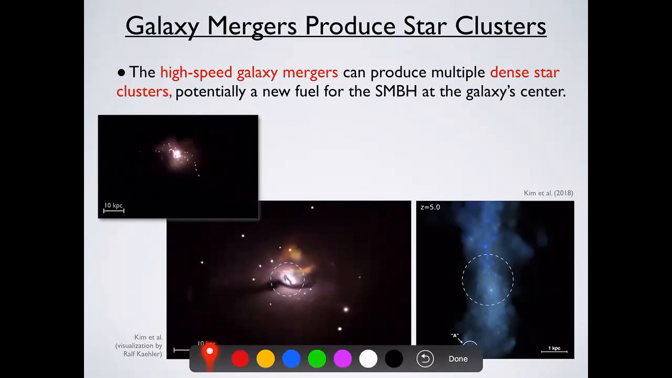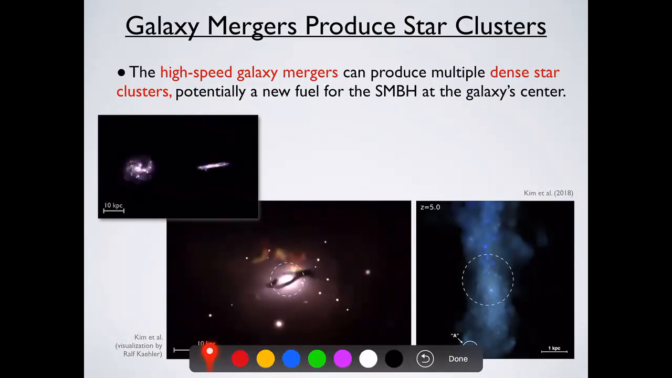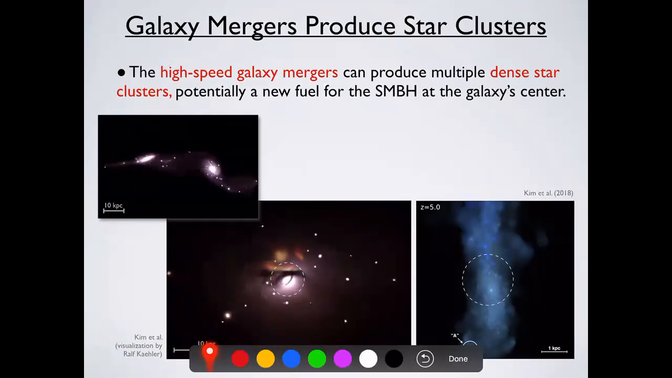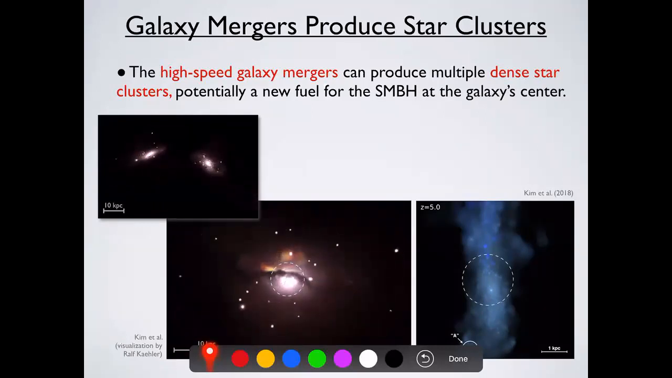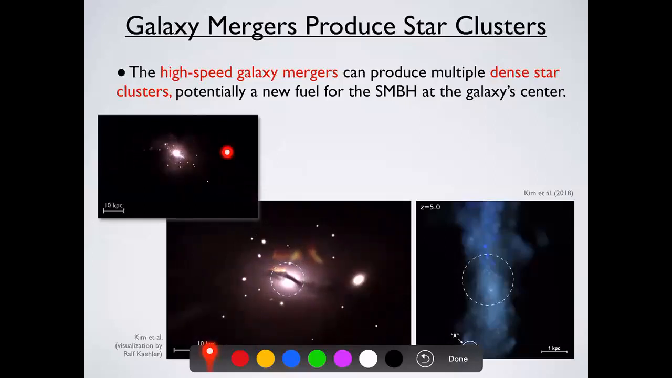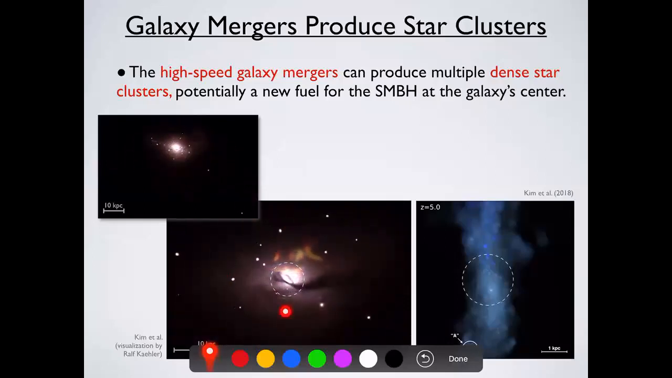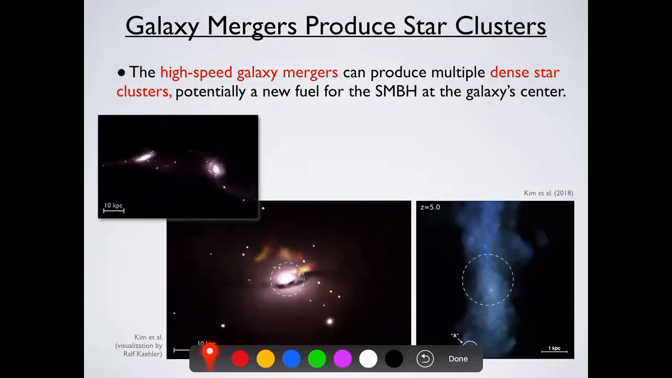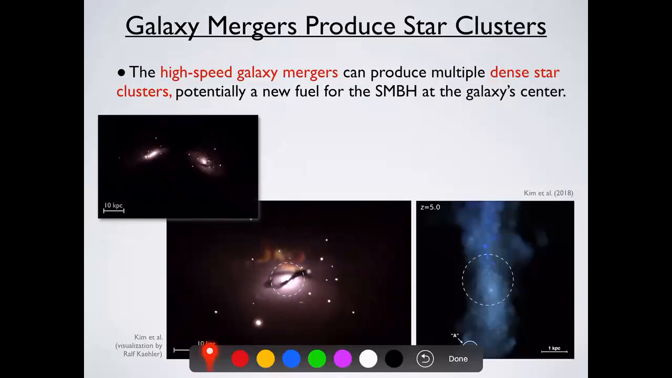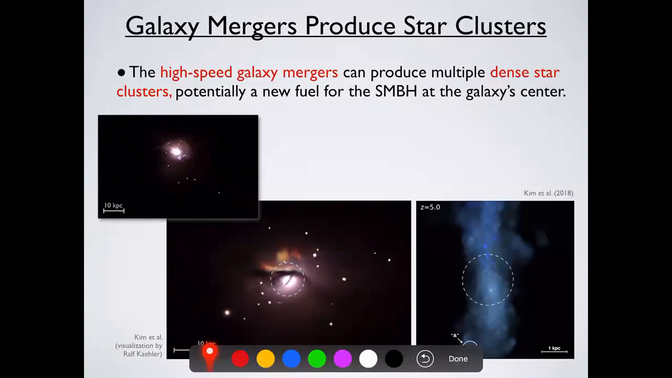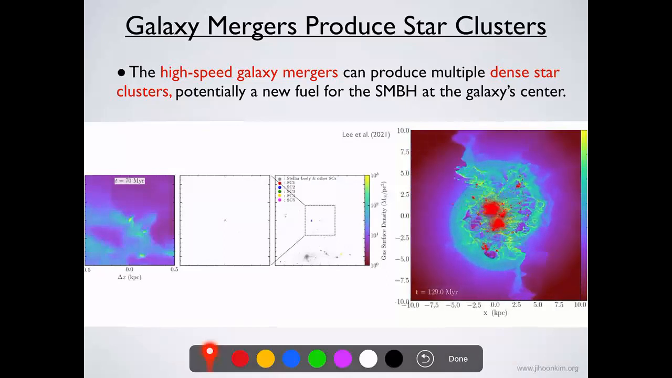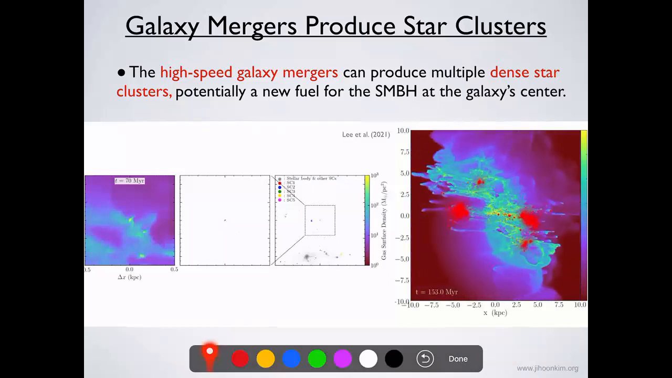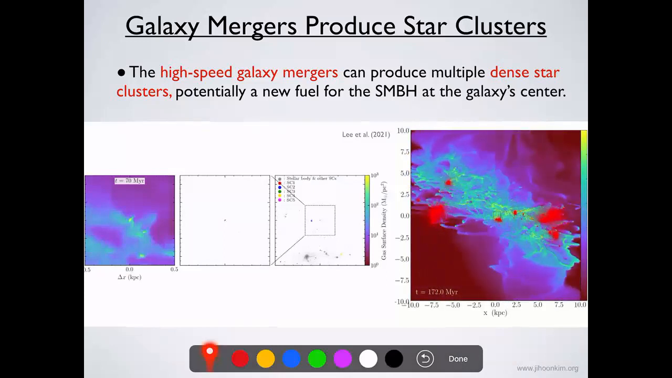So it's a process that turns a large amount of gas very quickly into a collection of really dense star clusters. And as you can see here in this movie, two galaxies merge, and this is the remnant, and all the white dots are the collection of many, many stars created in this merger simulation. I have done many merger simulations and merger-driven star cluster formation simulations.